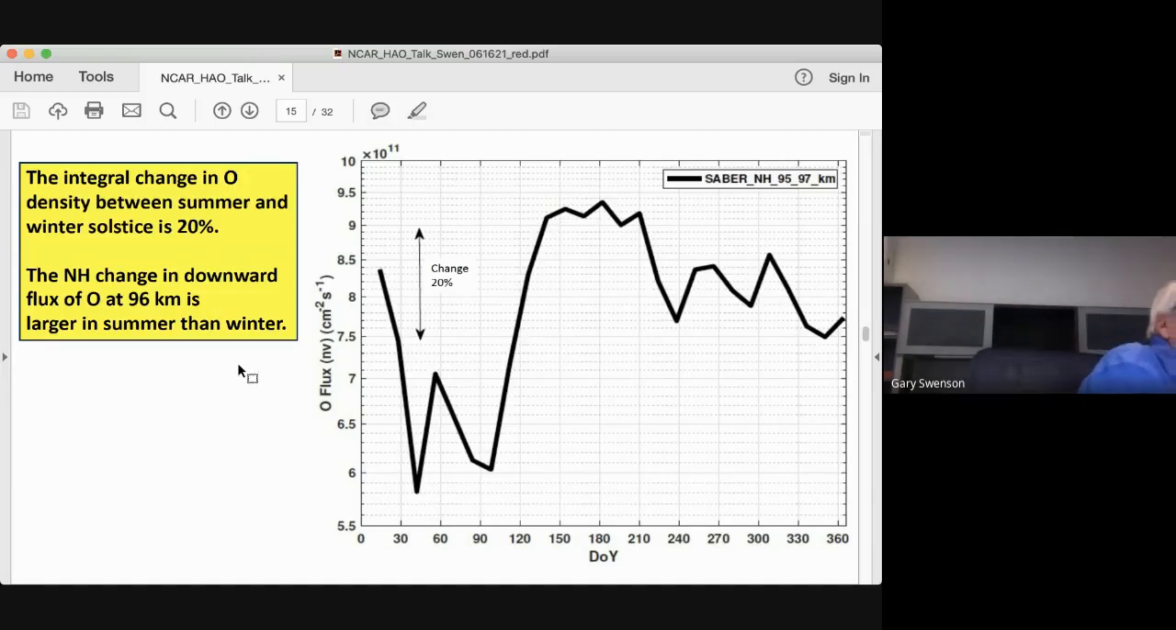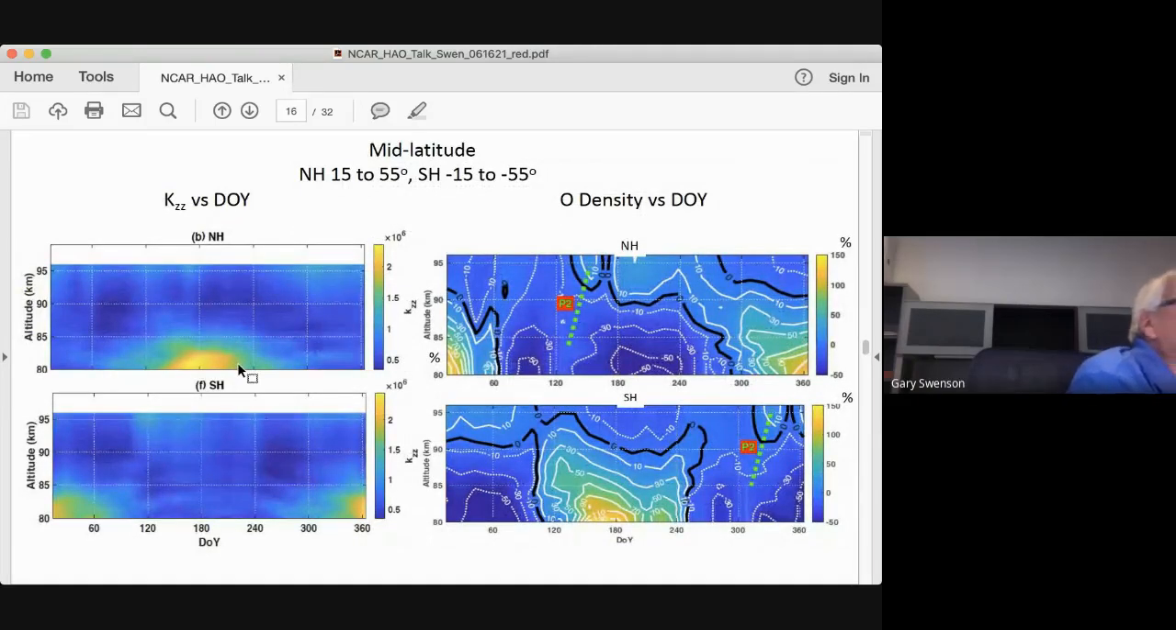So next. On this chart, we have KZZ versus day number on the left. We've talked about those. And on the right, we have the O density versus day of year for the respective hemispheres. The first thing I would say is that when you look at the northern hemisphere and southern hemisphere, in both cases, it's classical. You have enhanced KZZ on the left, and you have a huge depletion, where the density here is percent from the annual mean of density in the respective hemisphere.